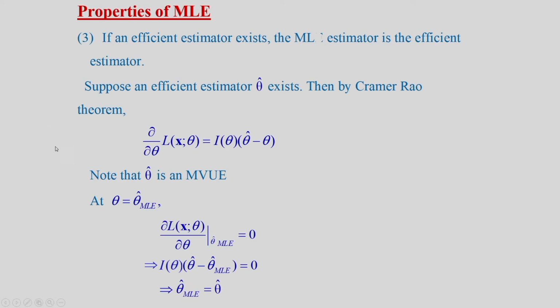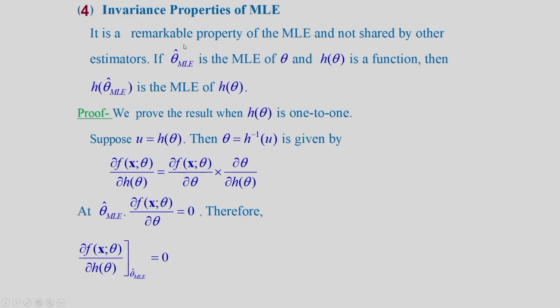So, we have established that if an efficient estimator theta hat exists, then theta hat must be equal to theta hat MLE. So, this is an important property, but here also we presume that the efficient estimator theta hat exists. Next property is the invariance property of MLE. It is a remarkable property of the MLE and not shared by other estimators.